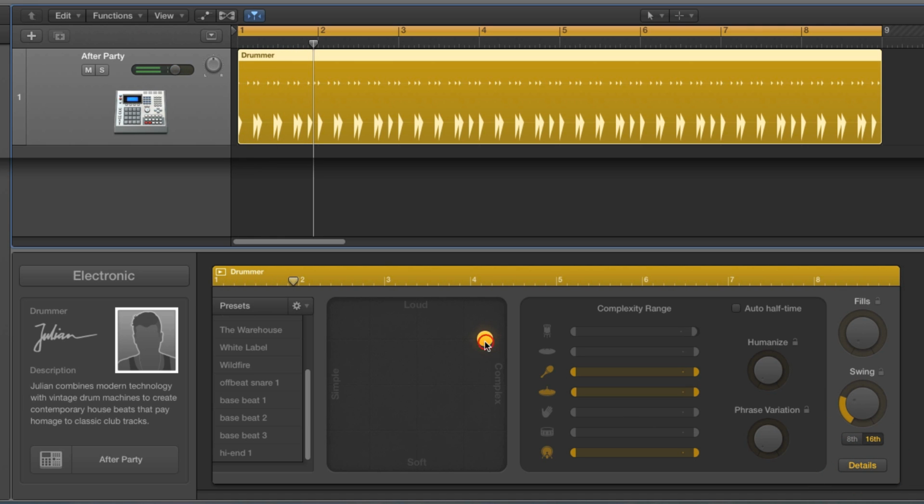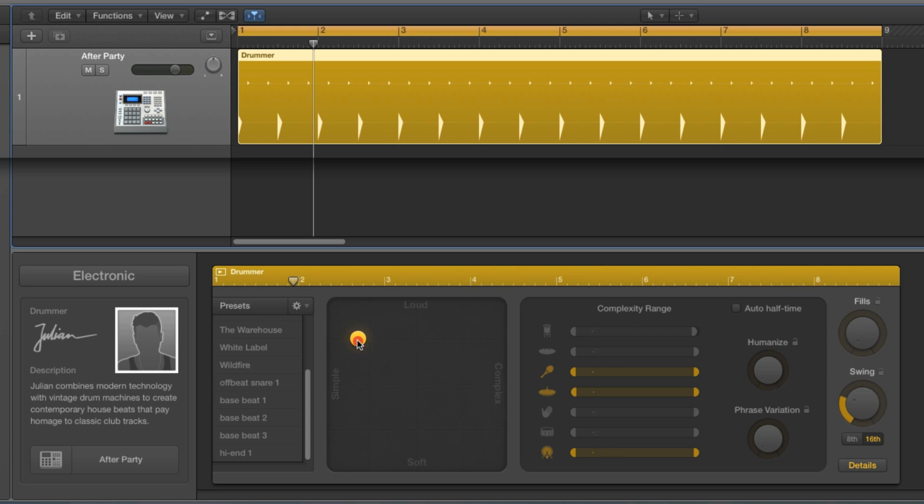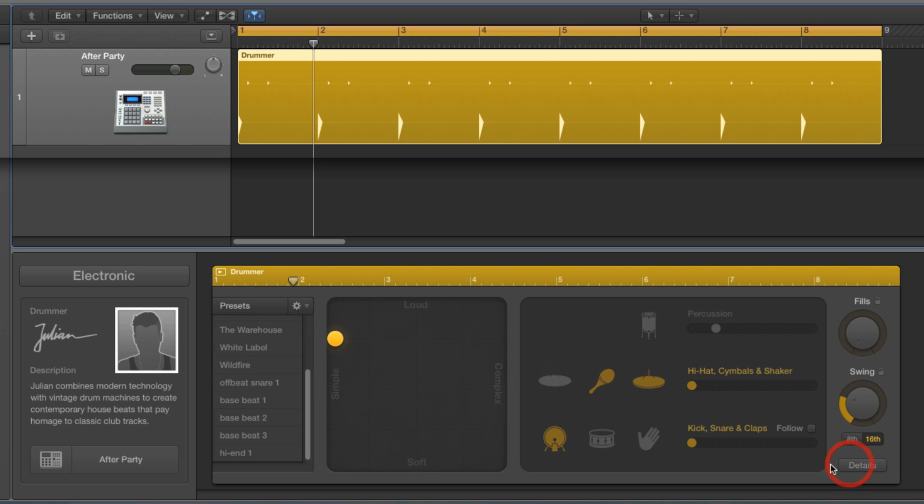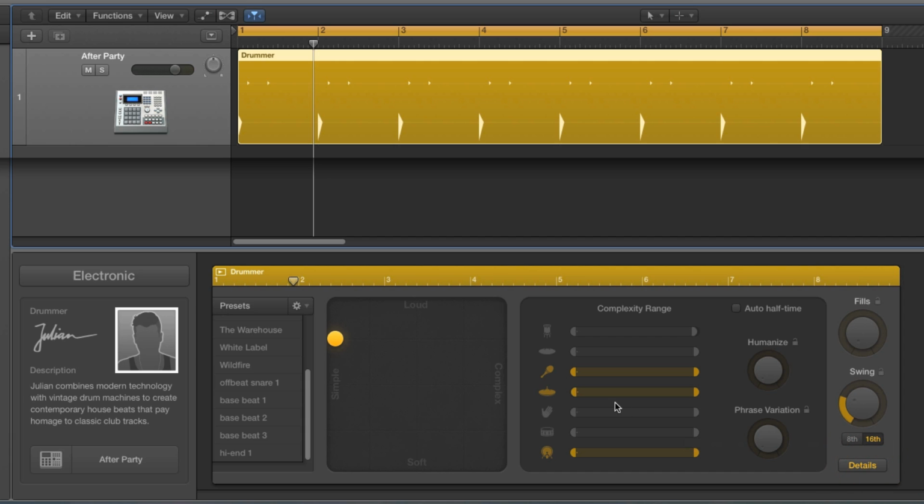If I bring the complexity of the pattern down, because no drum is being restricted in its range, the little dots are allowed to follow the complexity ball of the pattern all the way down to the absolute minimum complexity. Now every active drum is playing the absolute minimum notes it can play in the pattern for its layer.